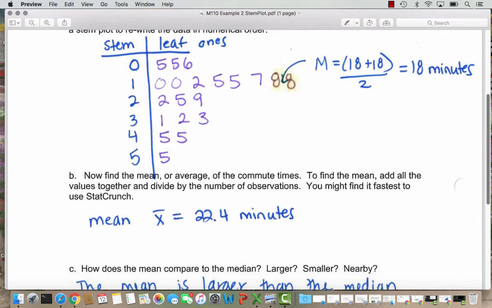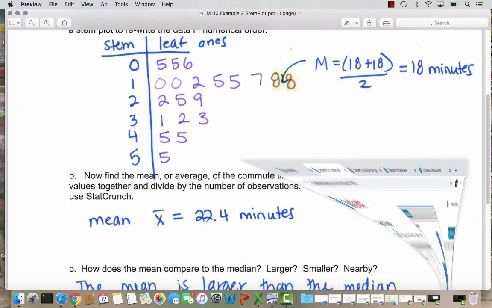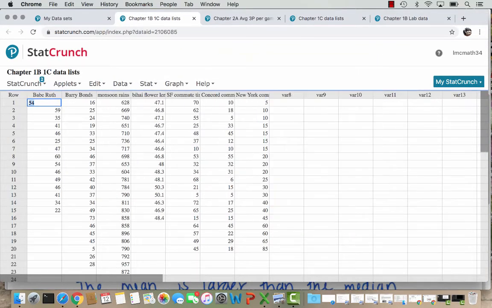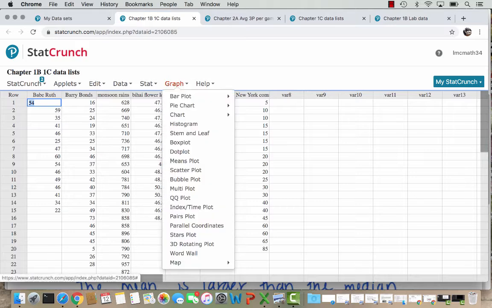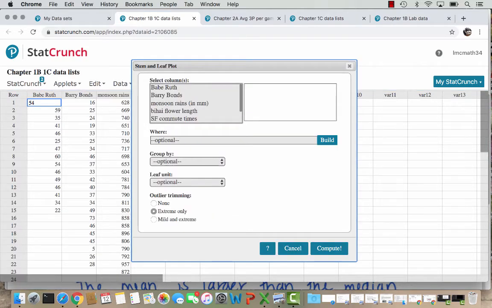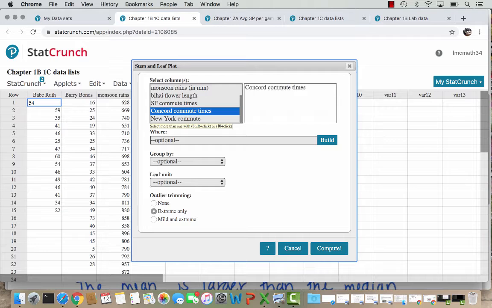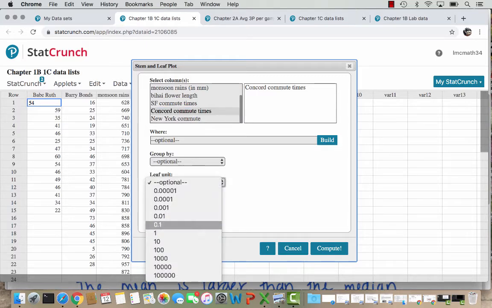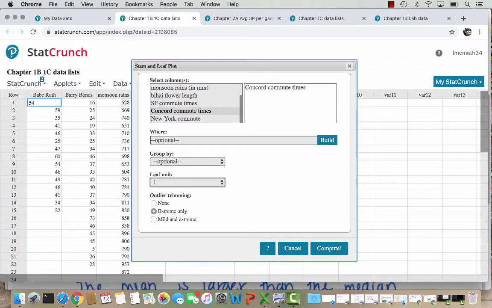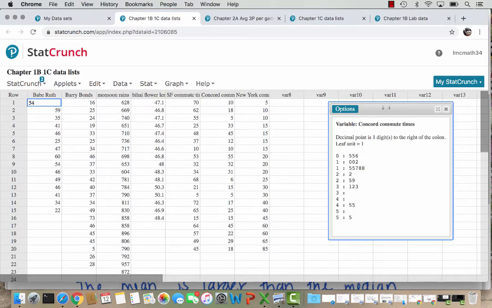So now we're going to go into StatCrunch, check the stem plot in StatCrunch and see how it looks, and then find the mean. In StatCrunch, I'm going to exit out of my commute times from San Francisco. I've got my Concord commute times in a column, and I'm going to go to Graph and choose Stem and Leaf Plot, and take a look at how StatCrunch makes the stem and leaf plot for the Concord commute times. I want my leaf unit to be the ones place, and I don't want to trim any outliers, so I'm going to select none here and head over to Compute.